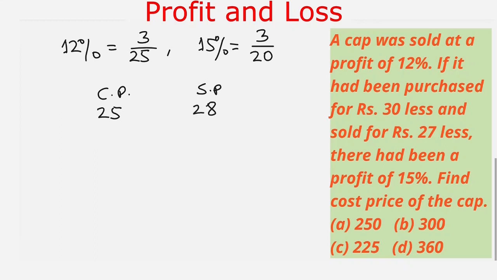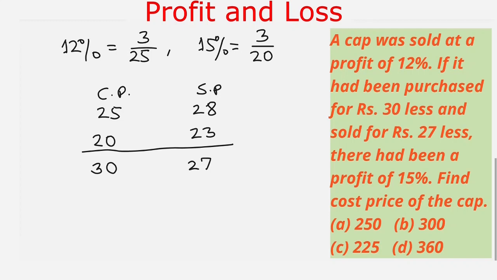In the second case, the profit comes out to be 15%, and if we assume cost price to be 20, then 15% of 20 is 3, then selling price comes out to be 23. Now it is given that if it had been purchased for 30 less, so in purchase we are writing 30 here in cost price, and sold for rupees 27 less, so we write 27 in the column of selling price.